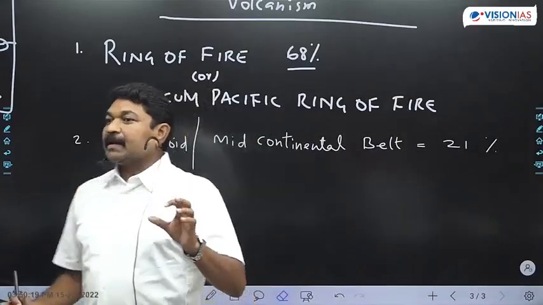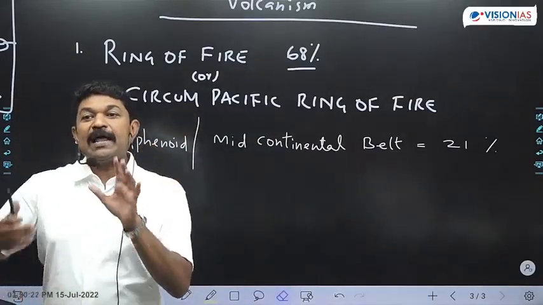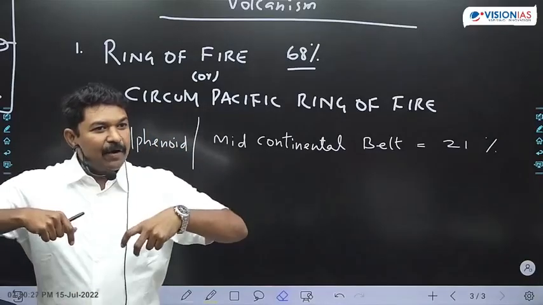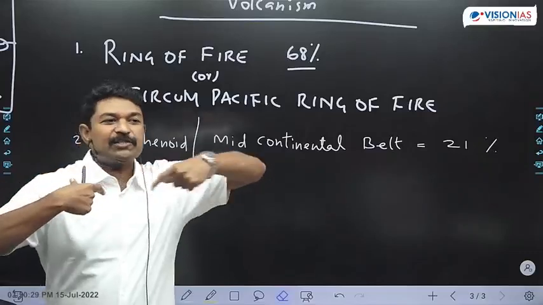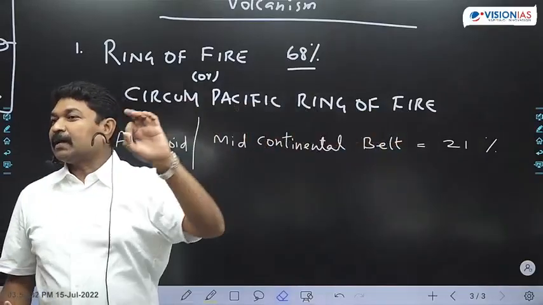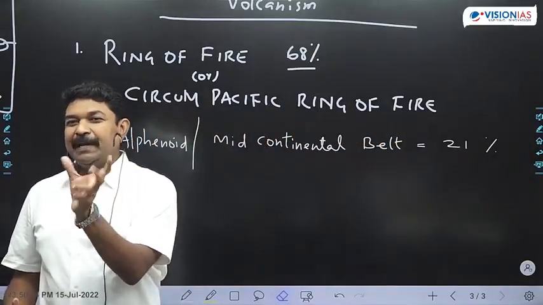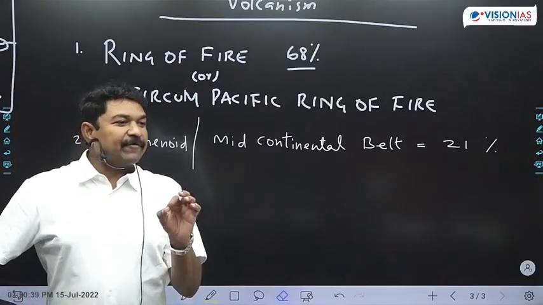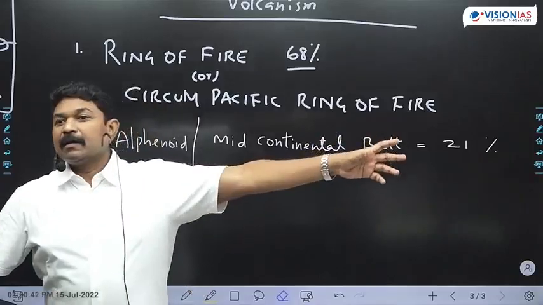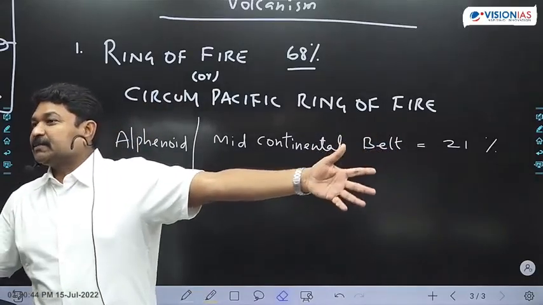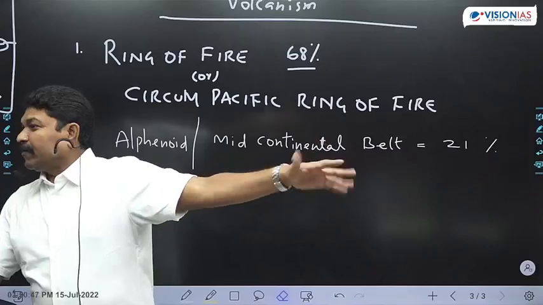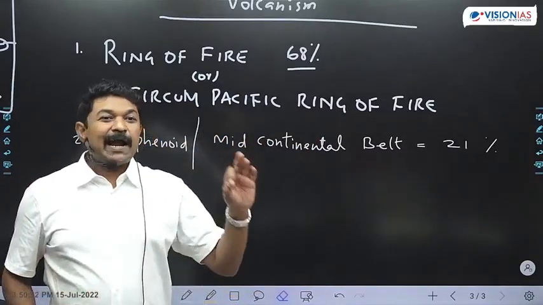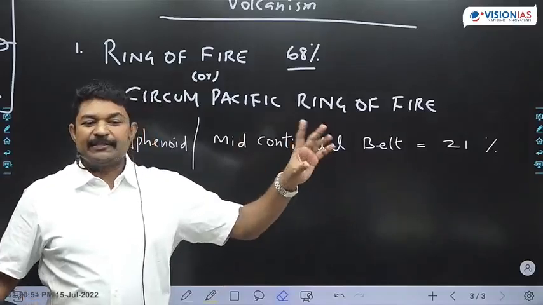This is the mid-continental belt. What is the name? It's called the middle continental belt. Meaning what? In the middle part of the continent, there is a continuous chain of mountains. What is that middle part? It starts right from Western Europe till Asia, Southeast Asia. From where to where can you find the chain of mountains continuously? It starts from Western Europe till Asia.